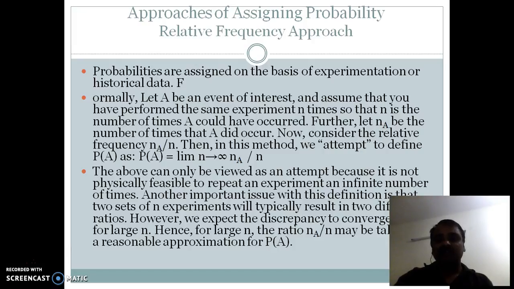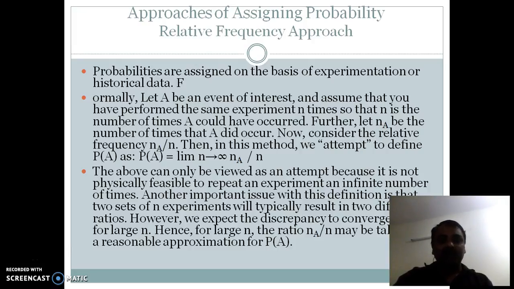Further, let small n_A be the number of times that A actually did occur. Now, consider the relative frequency n_A divided by n. Then, in this method, we attempt to define P(A) as P(A) equals the limit as n tends to infinity of n_A divided by n.